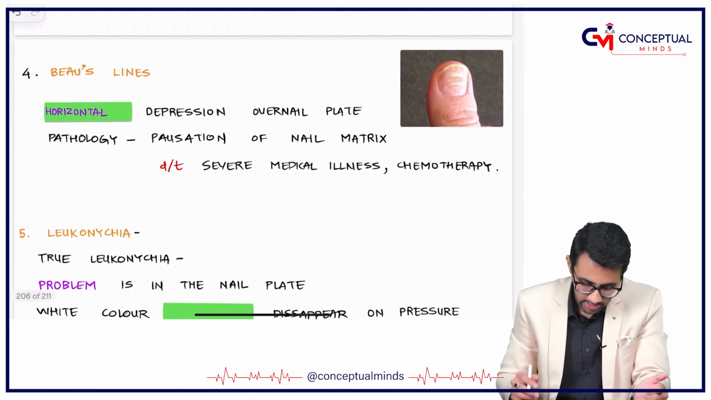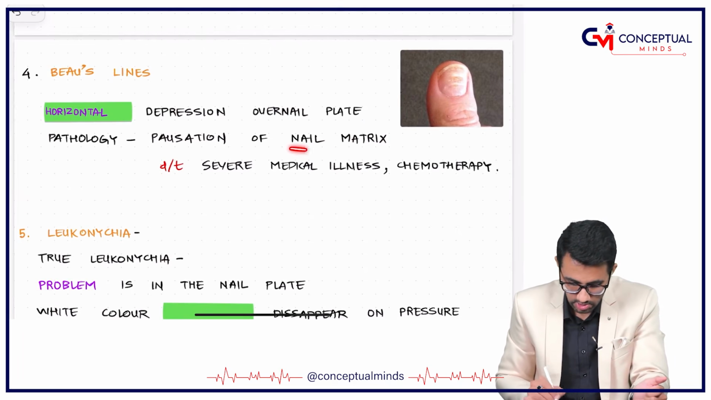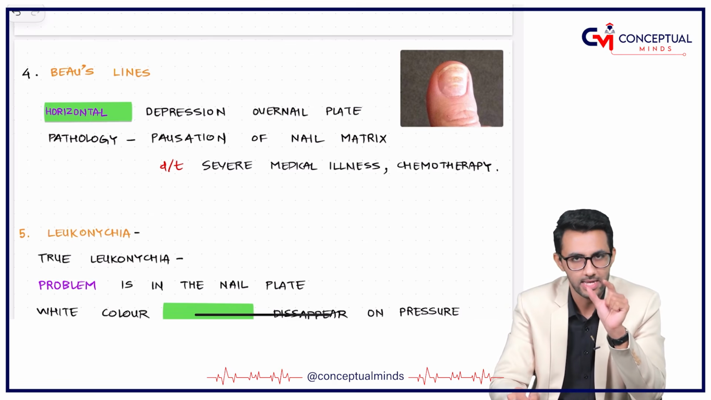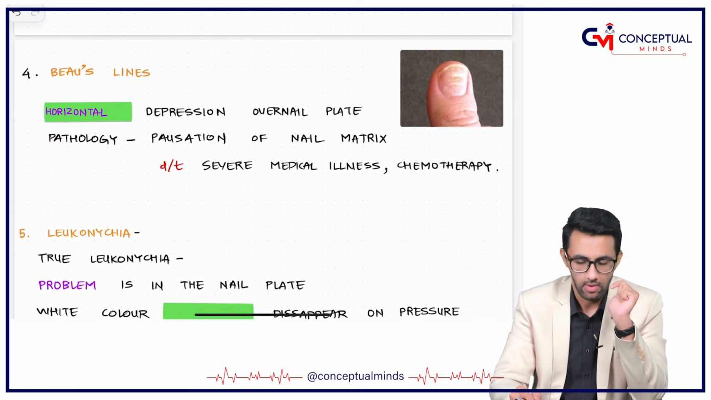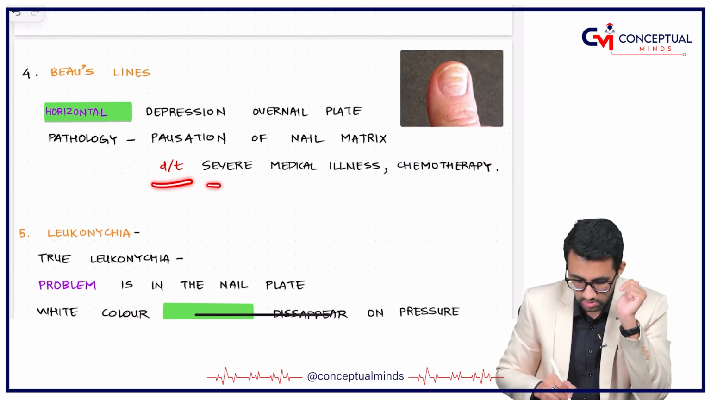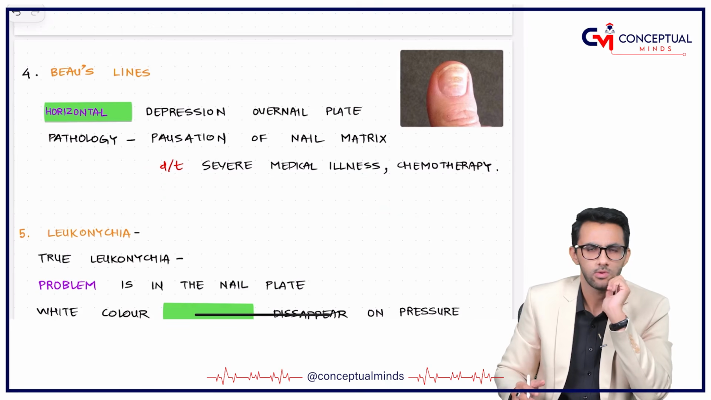Okay, what is it because of? It is because of the problem of the nail matrix, not the nail plate. All right, what could be the reason for it? Tell me, what could be the reason? It could be due to severe medical illness. Yes, it could be due to chemotherapy.